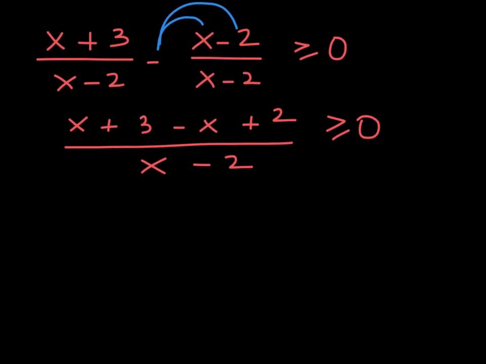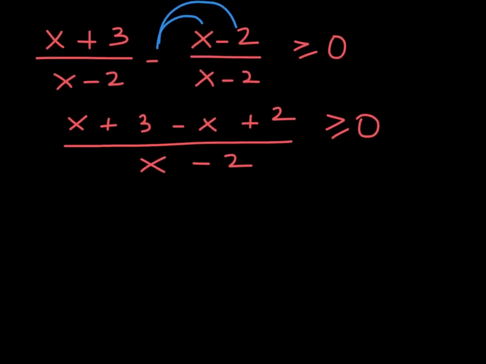This leads us to... notice, do you guys see it? I just saw it right now. These x's cancel. And so all you're left with in the numerator is the number 5 over x minus 2 greater than or equal to 0. Man, that seems pretty convenient, right?